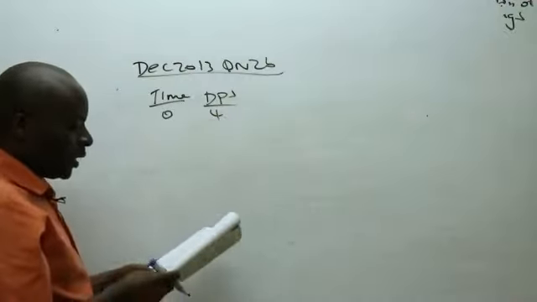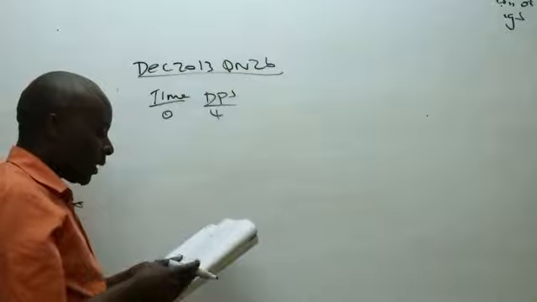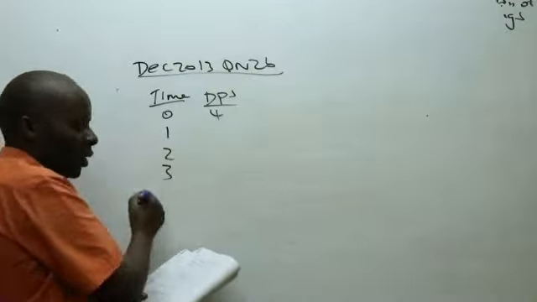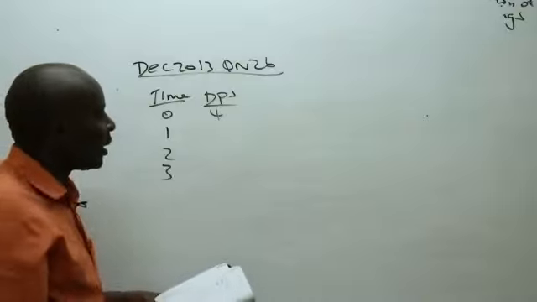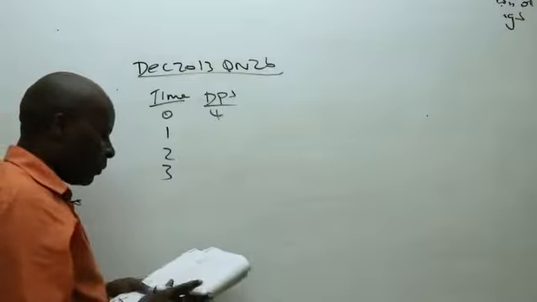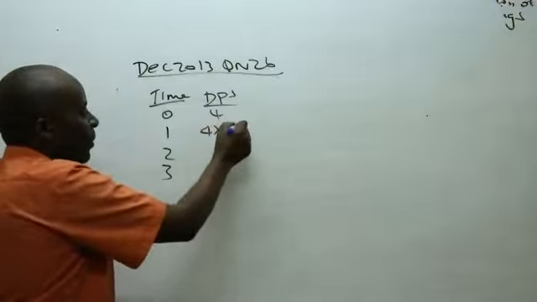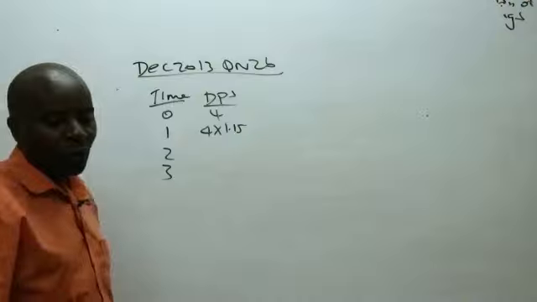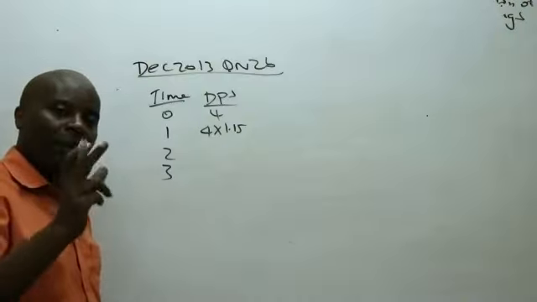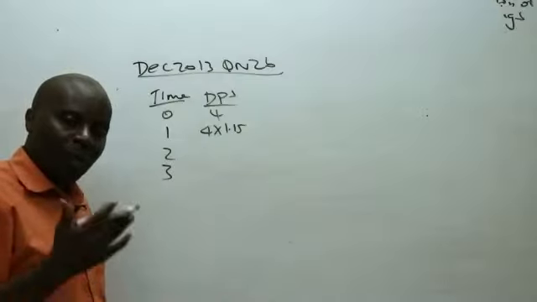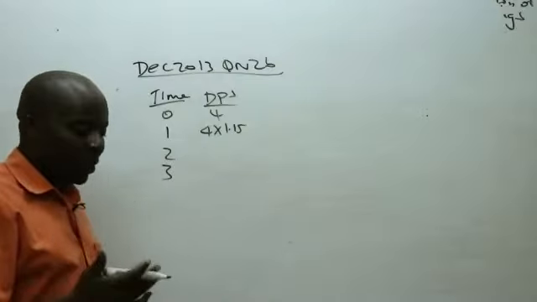And then the dividend is expected to grow at 15% per annum for the first 3 years. So we have year 1, year 2, year 3, and we are having this growing by 15% per annum. So I'll come and say year 1 to be 4 times 1.15. Where did I get 1.15 from? Because of the 1 plus the growth rate. Growth rate is 15%, so 1 plus 0.15 gives me 1.15.